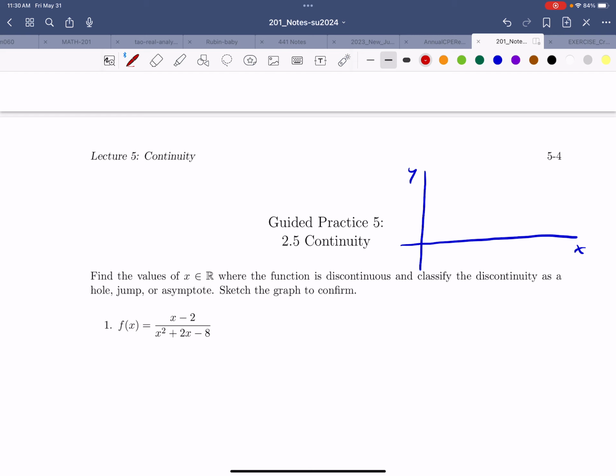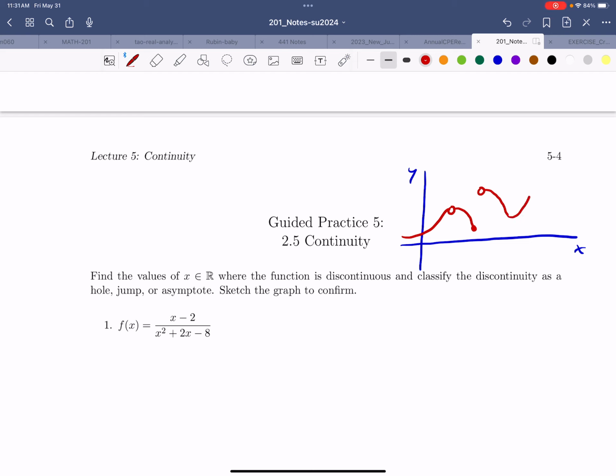The first is a hole, right? We have something like this. Maybe the function is defined, maybe not. It doesn't matter. We have a hole. The next type of discontinuity we could have is something called a jump discontinuity, right? Something like this, where the function jumps up or down.